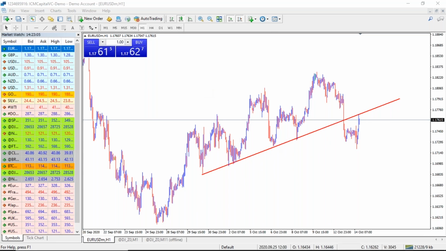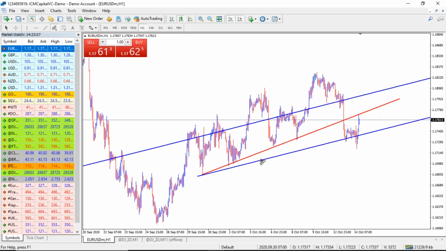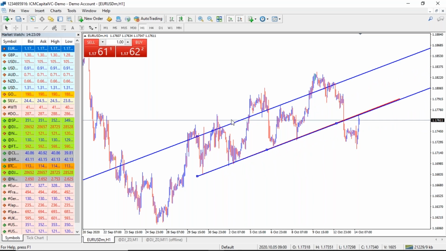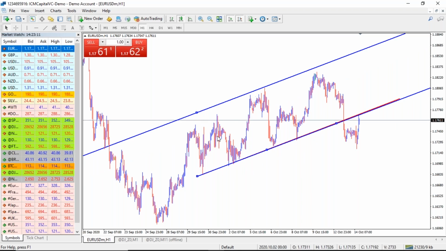So what you can do in order to draw a channel, you can just go like this. Then you just draw the channel. You can see that the market was moving in a channel, then broke below it, and then we retested the trend line, and now we're trading slightly below it. So it's very easy to just draw supports and resistances and trend lines and channels on the platform.